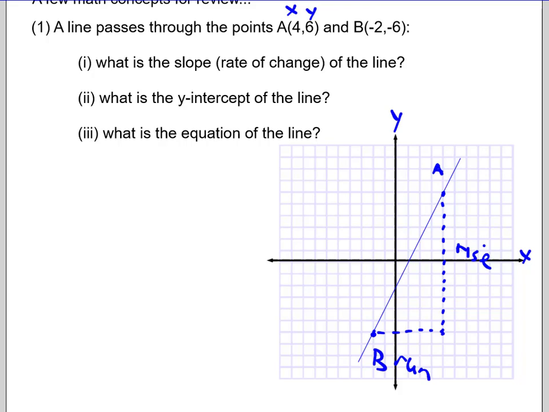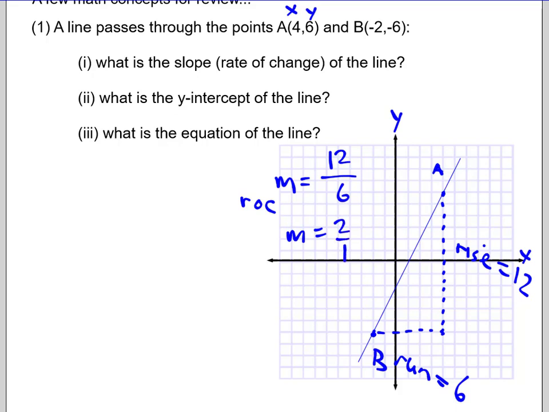This one, the scale is 1 to 1, so I can count squares. 1, 2, 3, 4, 5, 6. 6 is the run. 1, 2, 3, 4, 5, 6, 7, 8, 9, 10, 11, 12. The rise is 12. So our slope, or our rate of change, m is used for slope, would be 12 over 6. We could reduce that to 2 over 1.